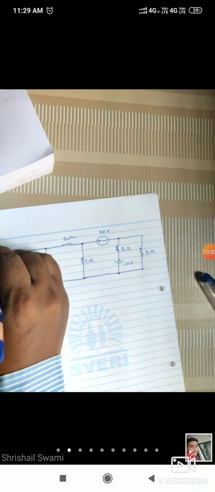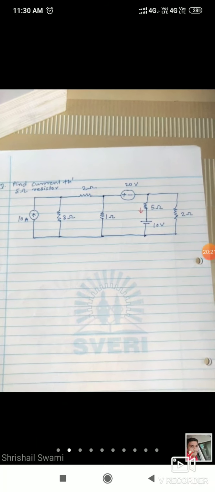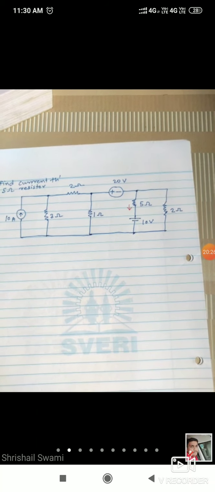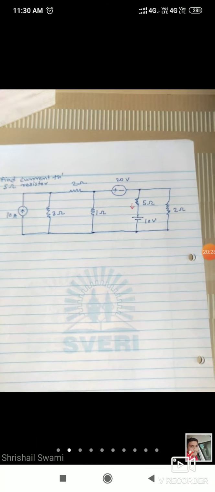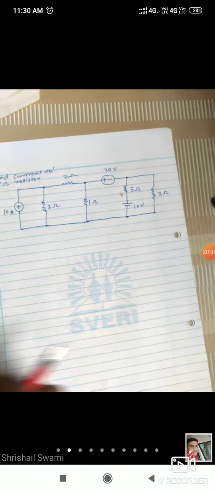Okay. Now the question is: find the current through the 5 ohm resistor. So they ask to find the current passing through this 5 ohm. This is the problem they have given. So suppose we select nodal analysis. Okay, according to nodal analysis, we will follow the steps, first of all.